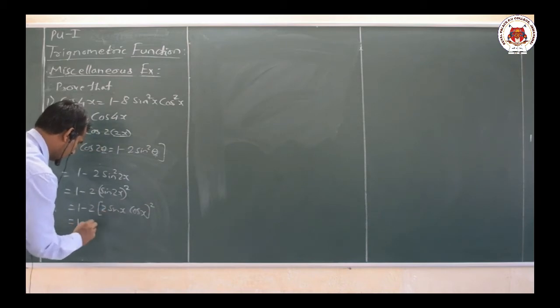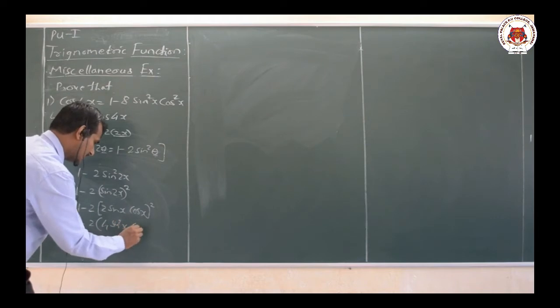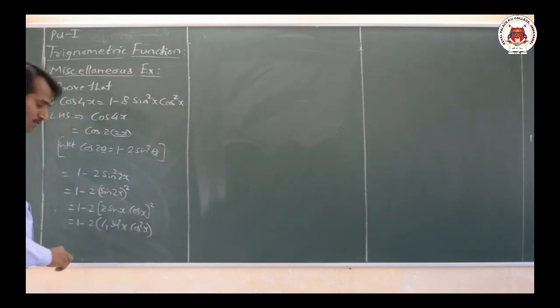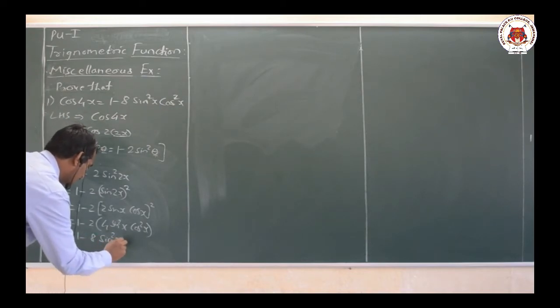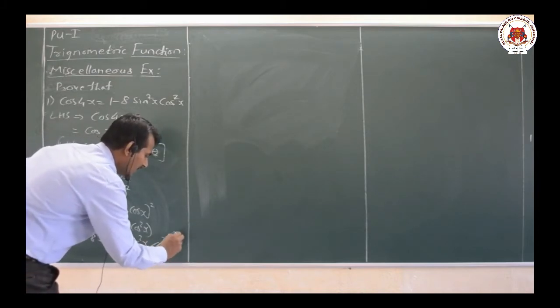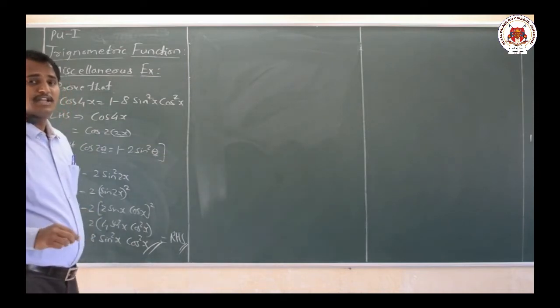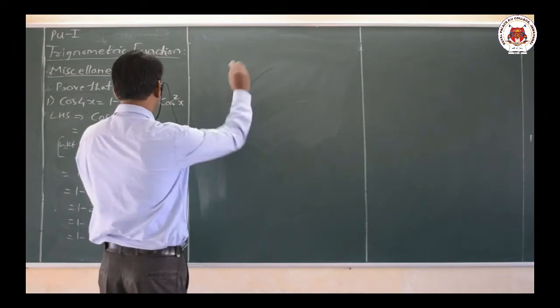That means 1 minus 2, and 2 twos are 4, next we have sin square x into cos square x. Now I will multiply. 4 twos are what we get, dear students? That is 1 minus 8 sin square x cos square x, and that itself is your RHS. That is your required proof. Dear students, it is a very simple example. Now let us move on to the next example.